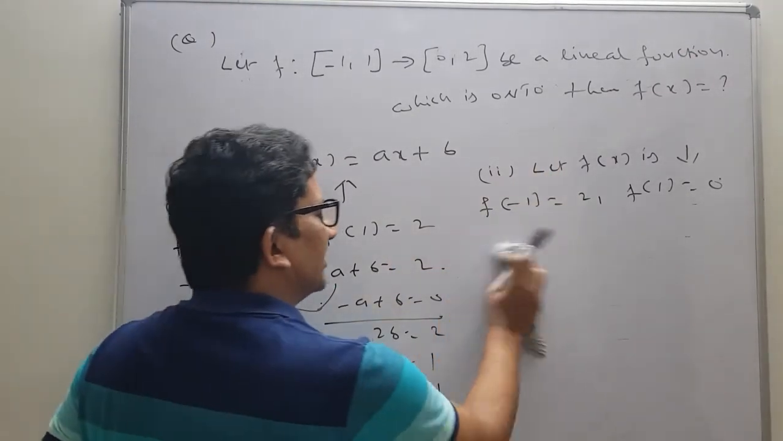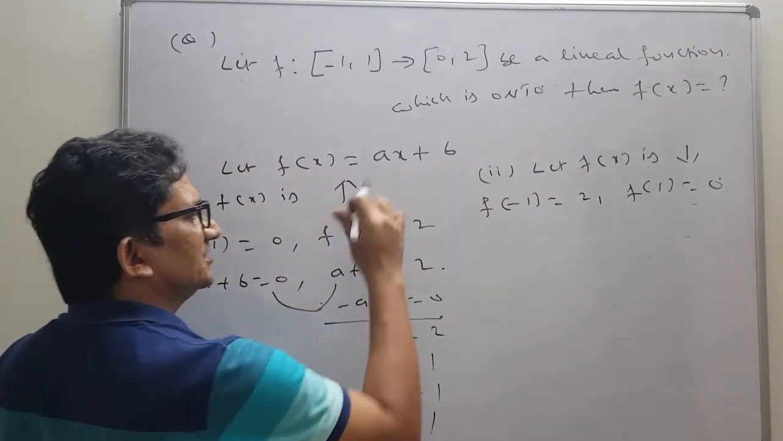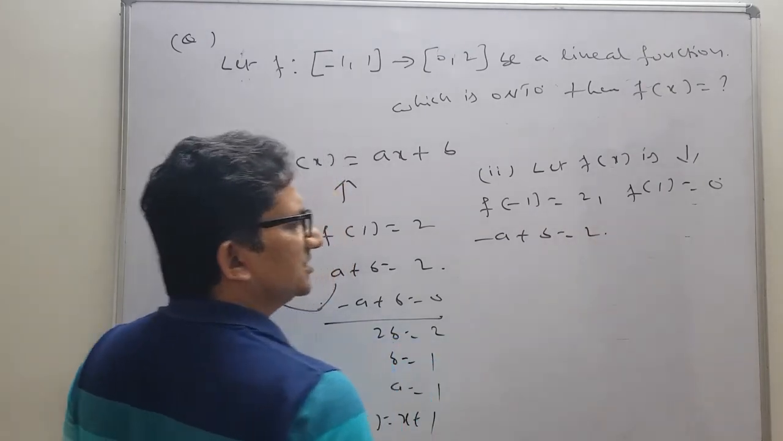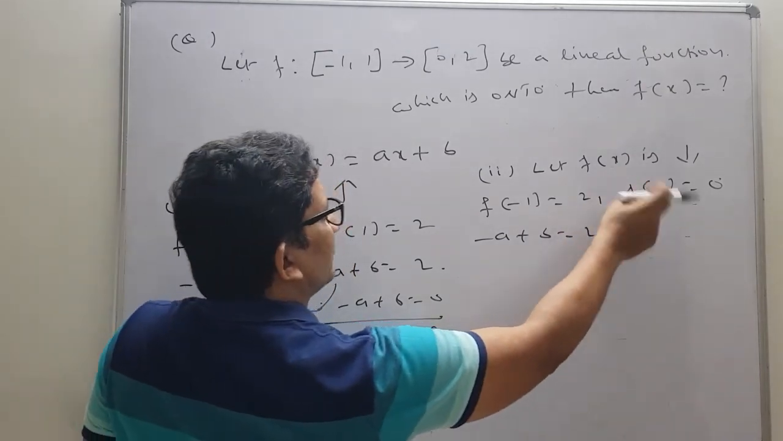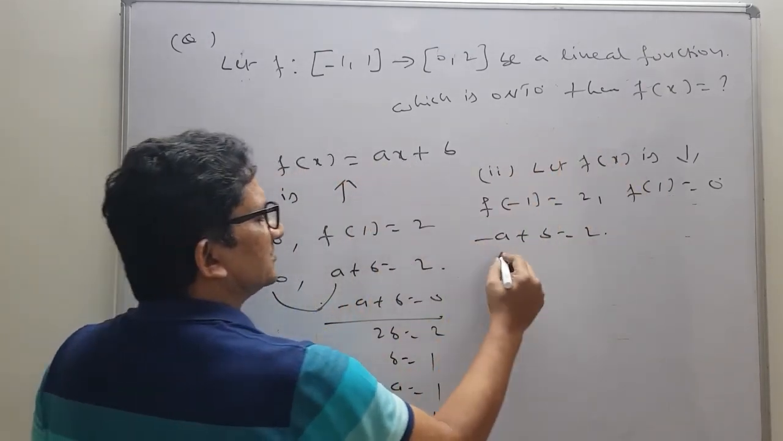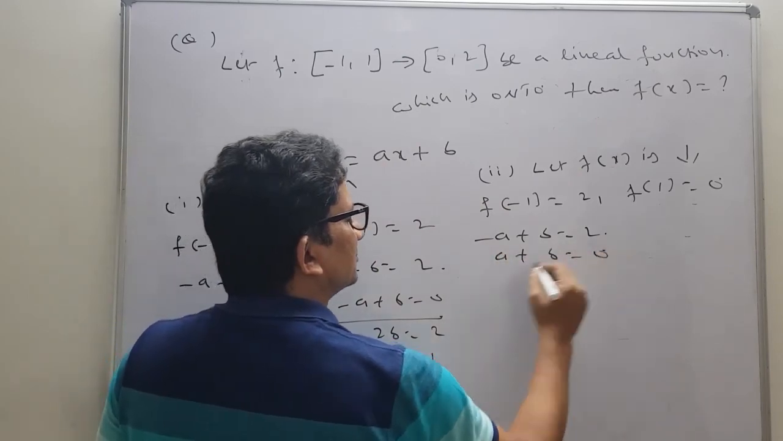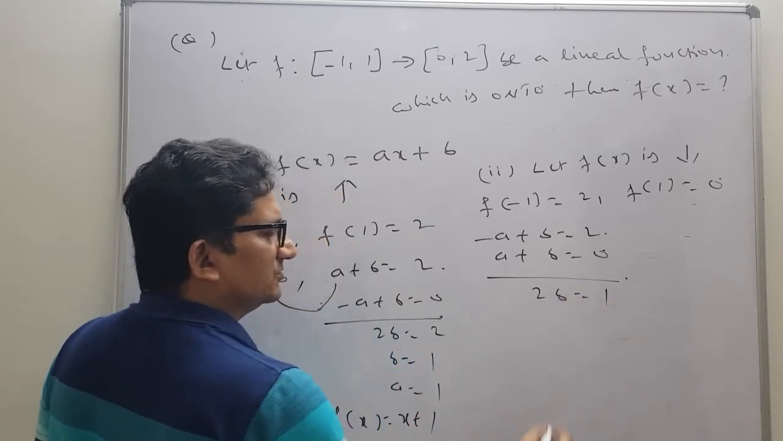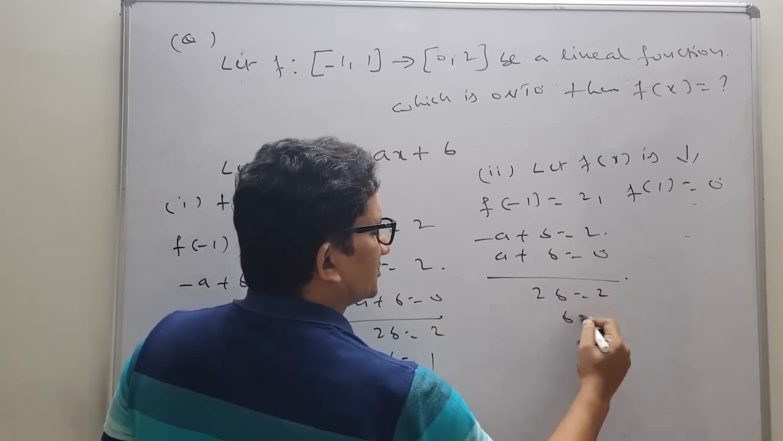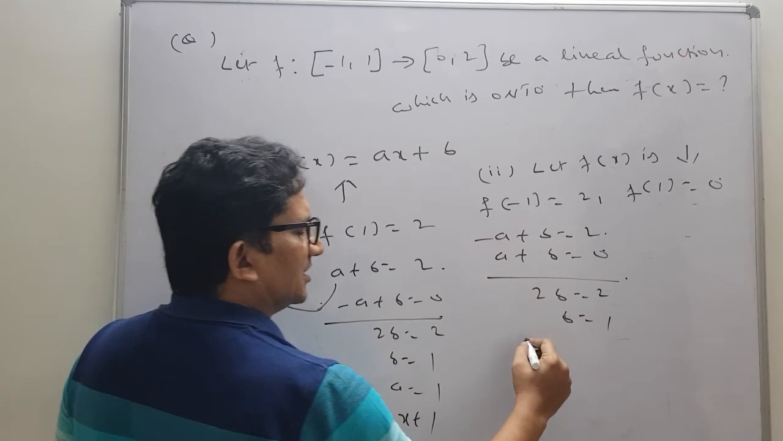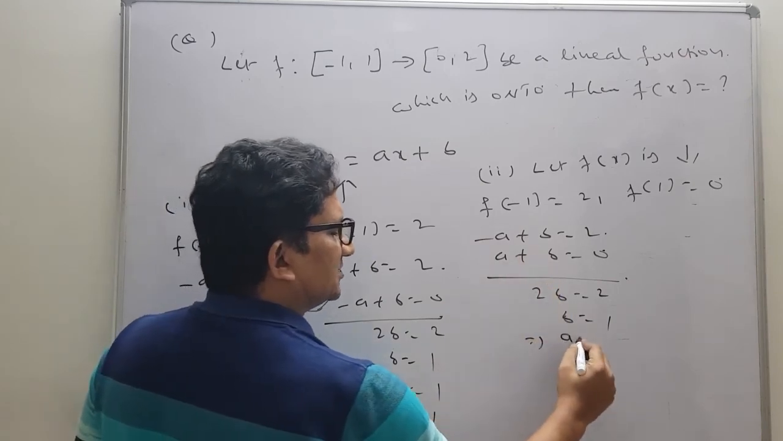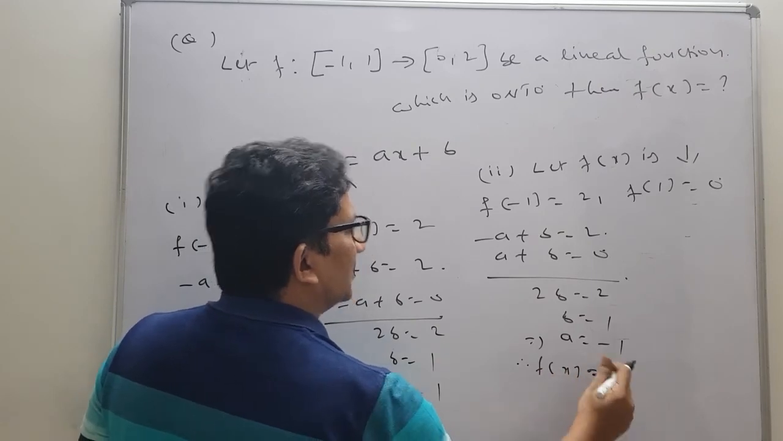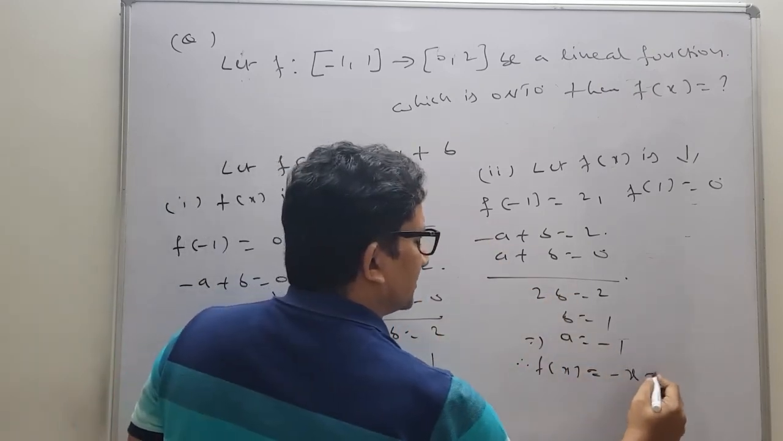So now f of minus 1 is 2. F of minus 1 is 2 means we will get minus a plus b equals to 2. This is one equation. Next, f of 1 equals to 0. So 1, if you substitute, we will get a plus b equals to 0. So that means in this case we will get again 2b equals to 2. So b equals to 1. If b equals to 1, if you substitute here, a is equals to minus 1. Therefore f of x equals to, we will get minus x plus 1.